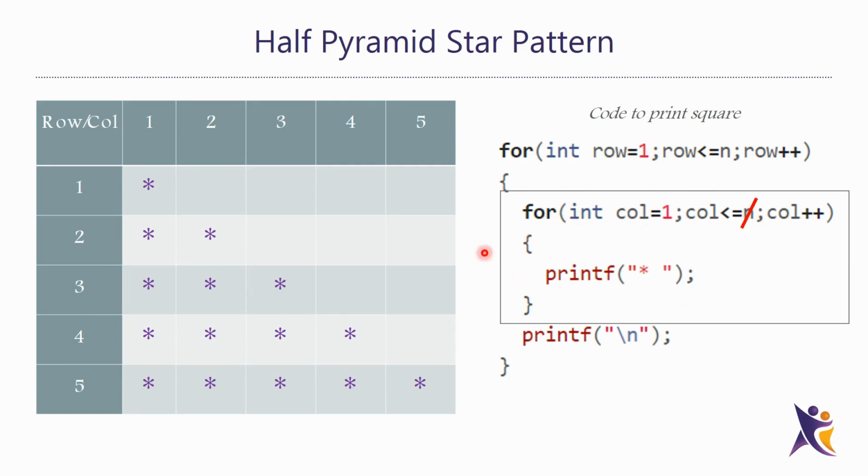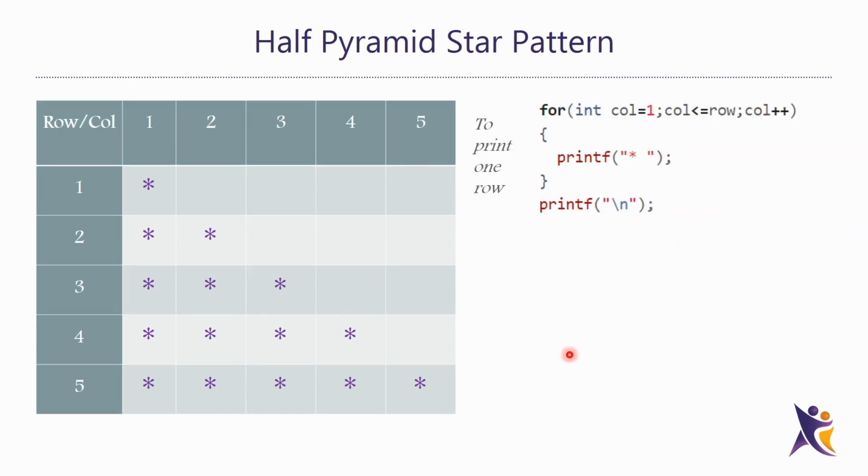So instead of n, if you see the pattern here, the logic: row number 1, 1 star. Row number 2, 2 stars. Row number 3, 3 stars. So we can use that row number to control how many times that inner loop should be executed. So here instead of n, what I will be giving is a row number. For the first row, the value will be 1 here, so it will only print 1. For the second time, the row number will be 2. It will print 2 stars. For the third time, the row number will be 3. It will print 3 stars.